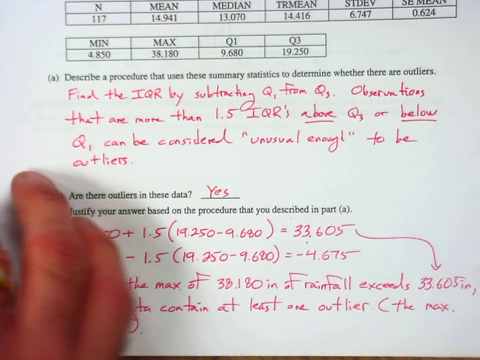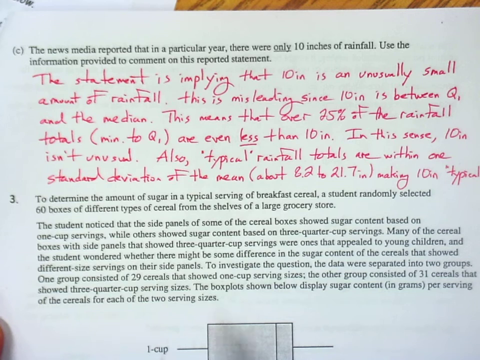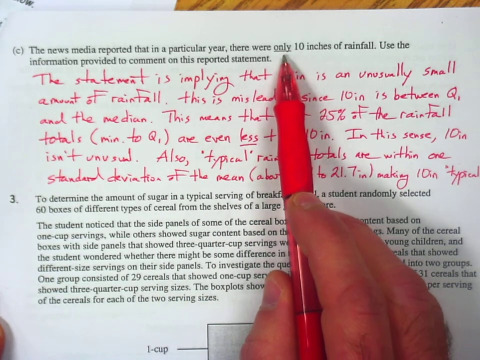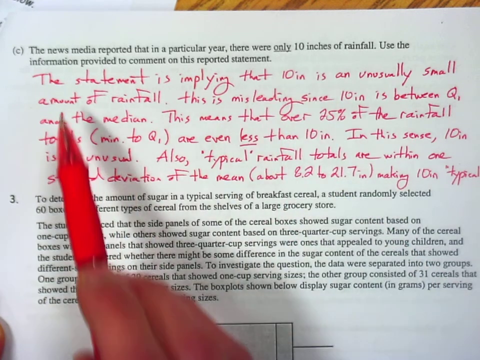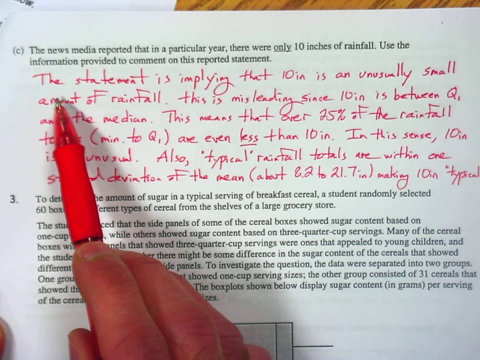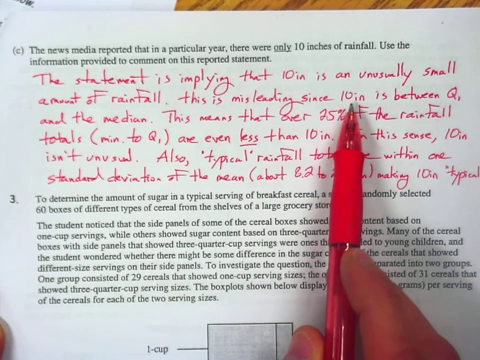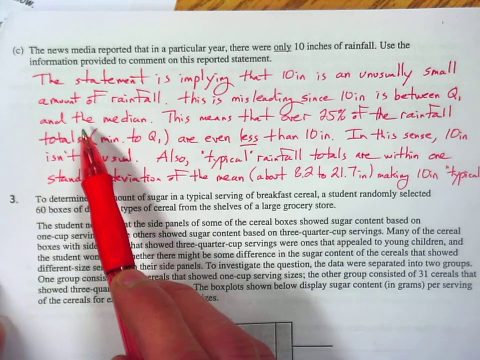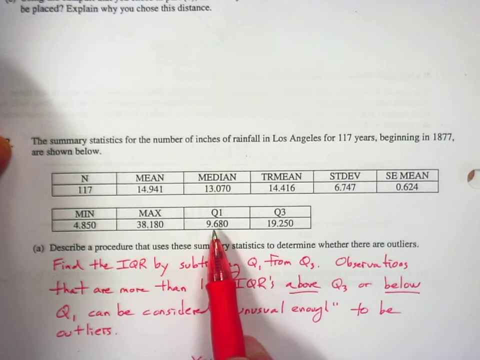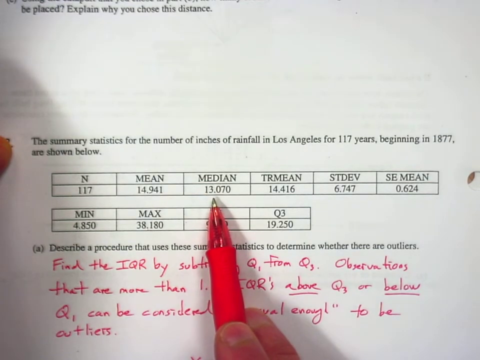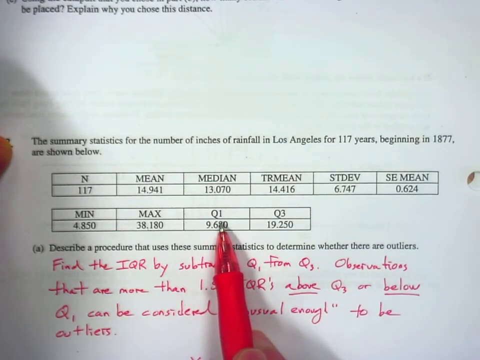Looking at part C then, there are a couple of ways to answer this based on what we've studied in class. The notion here, only 10 inches of rainfall, is implying that 10 is an unusually small amount of rainfall. That's what my first sentence says. But that's really misleading, and there are a couple of ways to think about this. That 10 inches is in between Q1 and the median. Q1 is 9.68. The median is 13.07. So 10 is in between those values. It lies within the second quarter of the data.